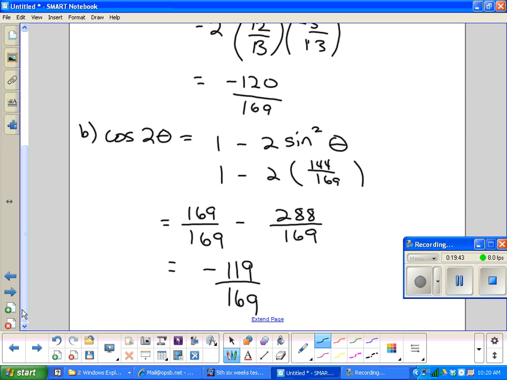Now for part C, we're just going to write the answer down. We're going to use a shortcut: sine over cosine. There's the double angle for sine, and there's the double angle for cosine. The 169s are going to cancel, and the negative over the negative is going to make it positive. So it's just going to be 120 over 119. I'm not even going to show any work for my double angle tangent. Is that okay with everybody? Let me look at one more with you, and then I'm going to let you work on the rest of it.